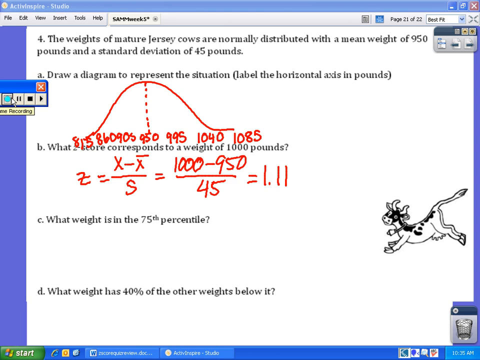To find the z-score that corresponds to a weight of 1,000 pounds, I started with my equation, x minus x bar over s. I plugged in 1,000 for x and subtracted 950, the mean, and divided by 45, and I got 1.11.